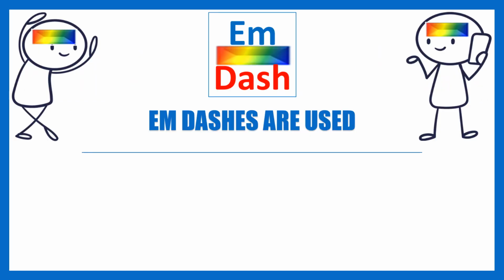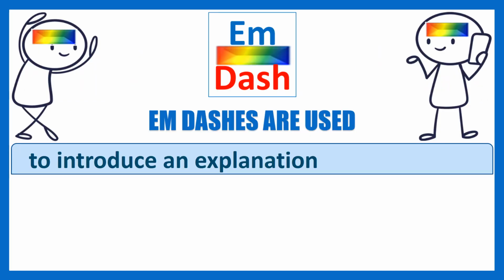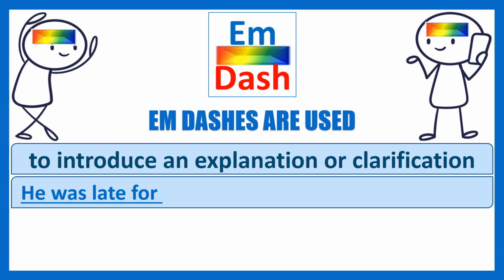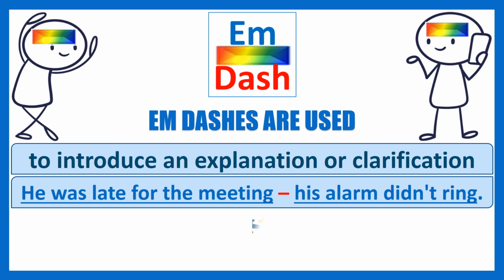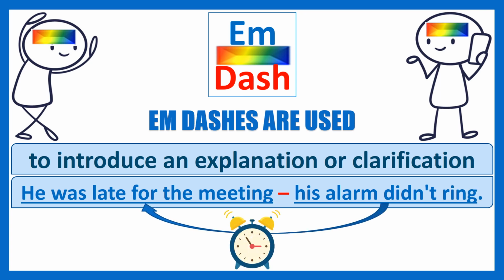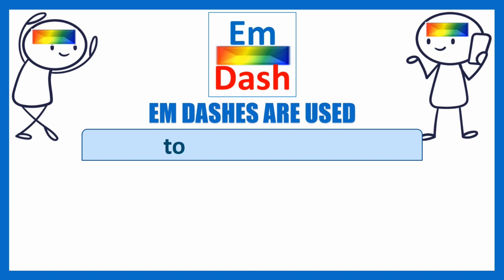M dashes are used to introduce an explanation or clarification. For example, he was late for the meeting — his alarm didn't ring. Here, the second clause, his alarm didn't ring, clarifies the first clause, he was late for the meeting.